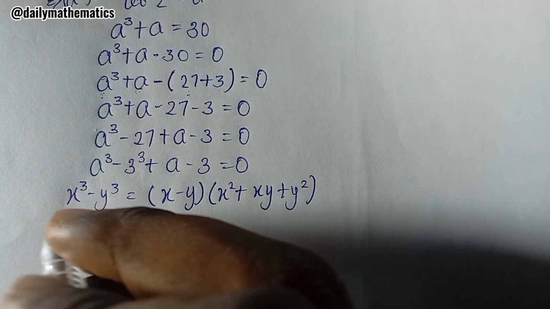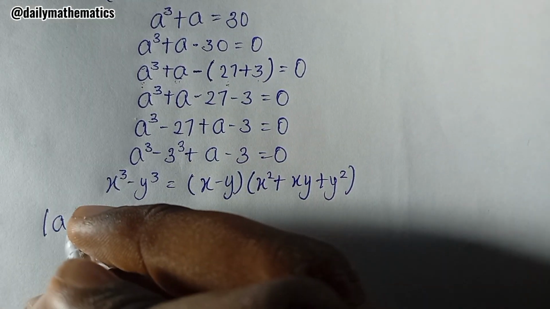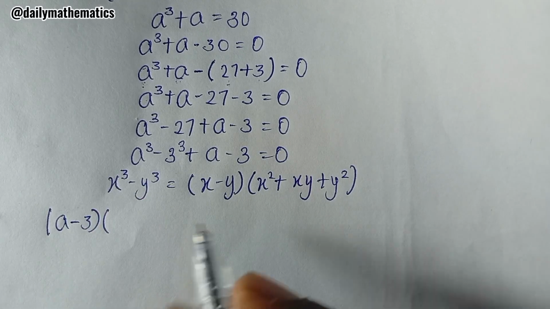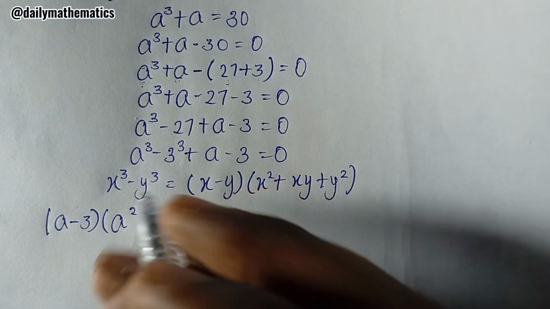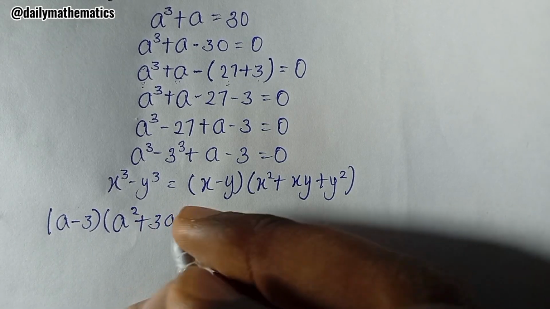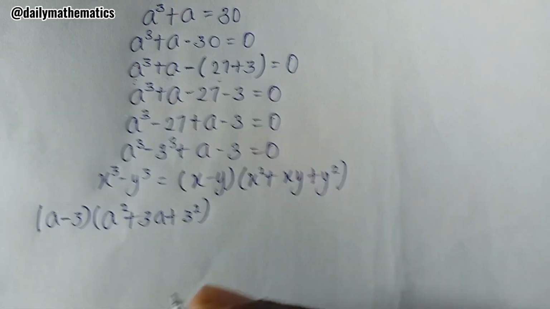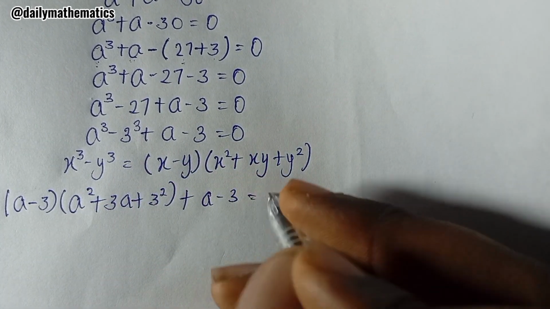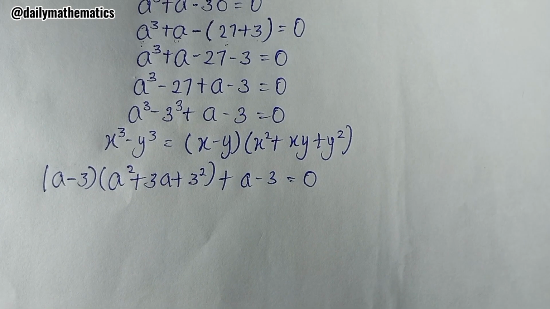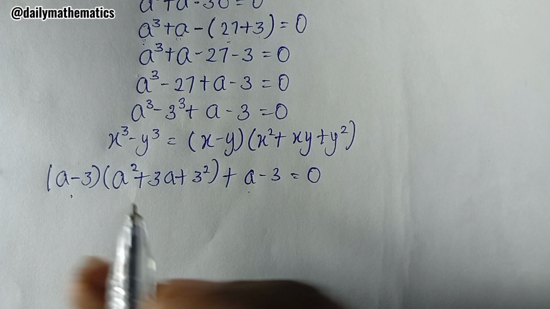So for a cube minus 3 cube, we're going to use that pattern. It's going to give us a minus 3, and then just like we have x squared, we have a squared; just like we have plus xy, we have plus 3a; and just like we have plus y squared, we have plus 3 squared. Then we have the remaining part, plus a minus 3, equals 0. Right, so what are we doing next? We can see a minus 3 is common.